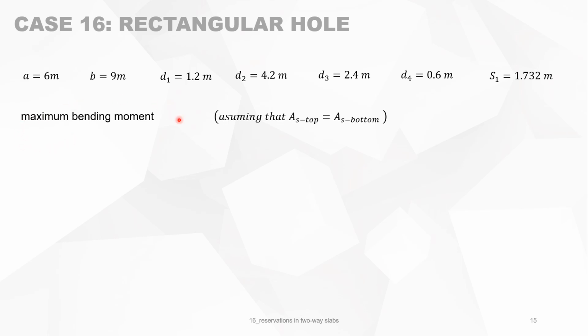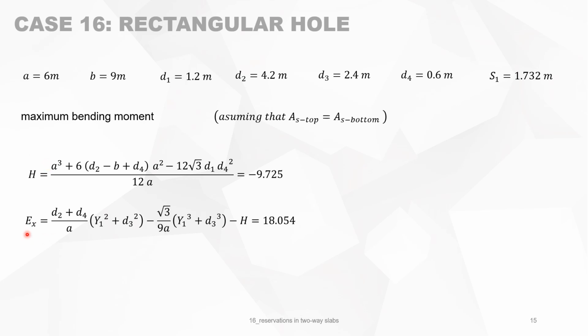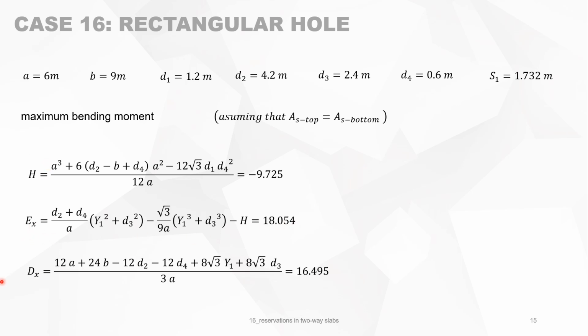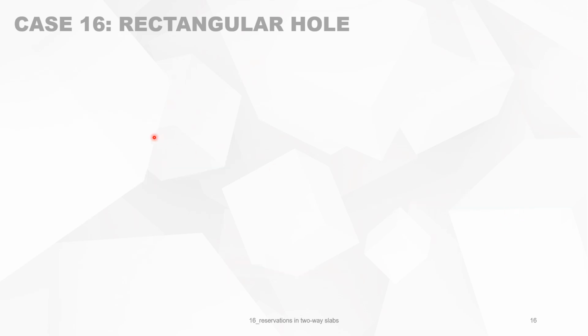Now, we will calculate the maximum bending moment, assuming, of course, that the reinforcement is equal to the bottom reinforcement. We calculate the in-between parameter h, and then we calculate the x, we calculate dx, and then from this on, you can calculate the maximum bending moment, which is 35 kilonewton meter per meter.